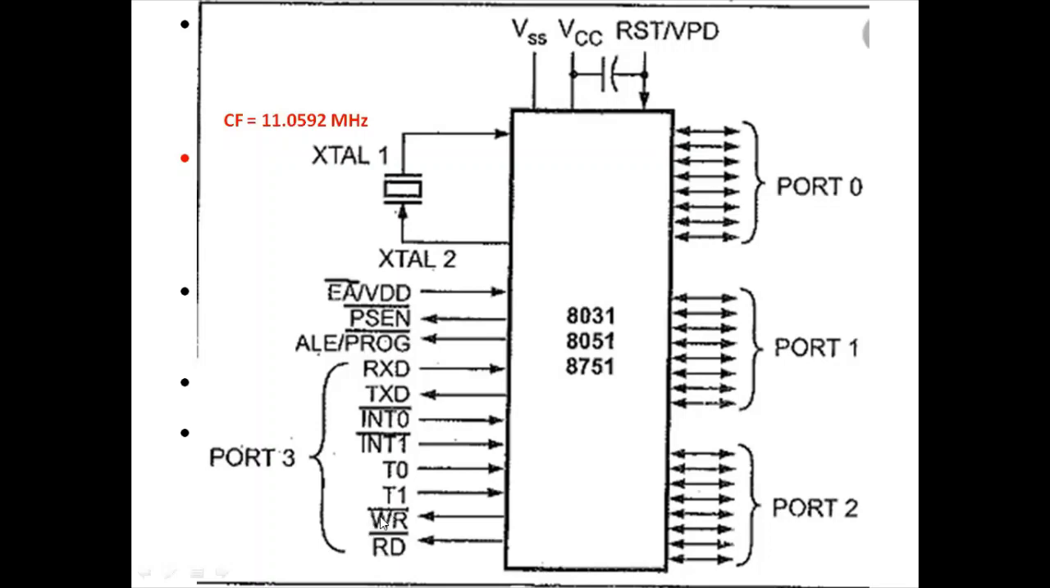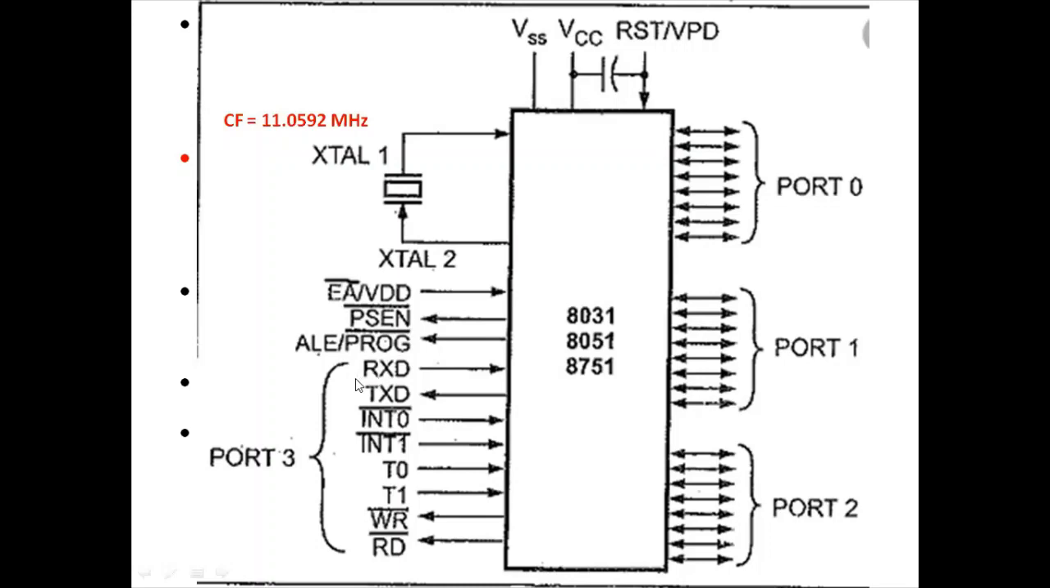Now I have WR bar to write data in the external RAM, but I don't have any similar pin for ROM. The reason is ROM is read only memory, whereas in RAM you can read and write, and hence you just have a pin to read data from external ROM.